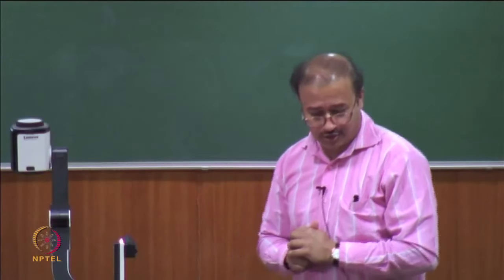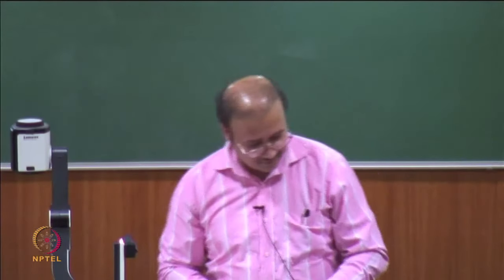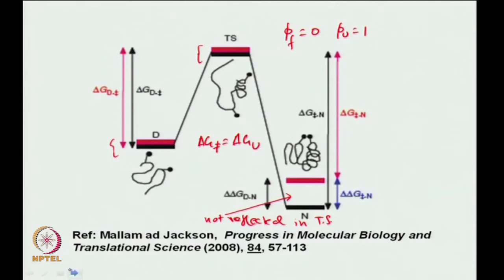Okay, last class we were discussing phi value analysis, and these were the last couple of slides that I went through. One was this, where phi f is equal to 0 and phi u is equal to 1. phi f equal to 0 means the phi folding is 0, because whatever difference you have in the native state is not reflected in the transition state.